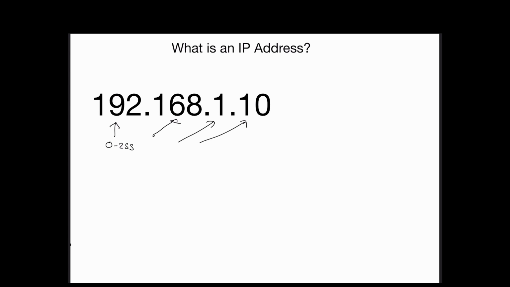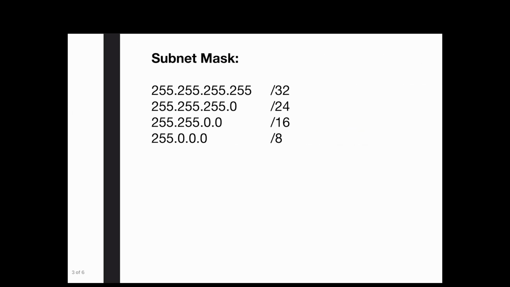So you'll commonly see this IP address called a 32-bit address. And that's because each of these numbers can be represented by 8 bits. And that's why each of these numbers are also called octets, because it takes 8 bits to represent this number over here. So there's one other thing that you need to know, and that is the subnet mask.